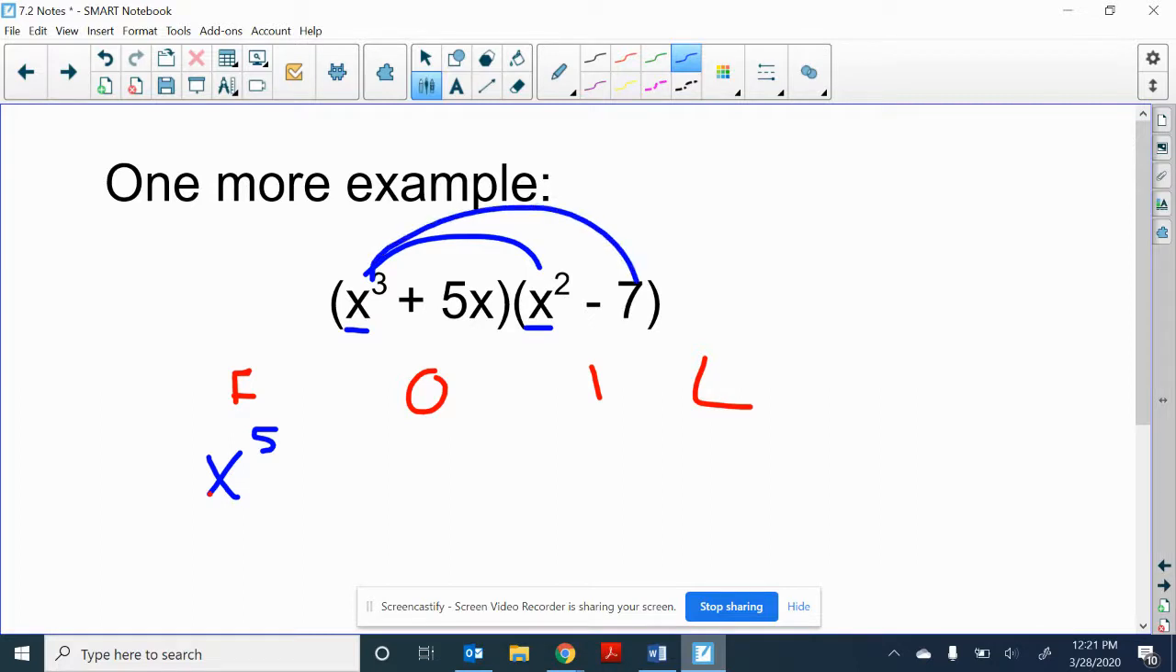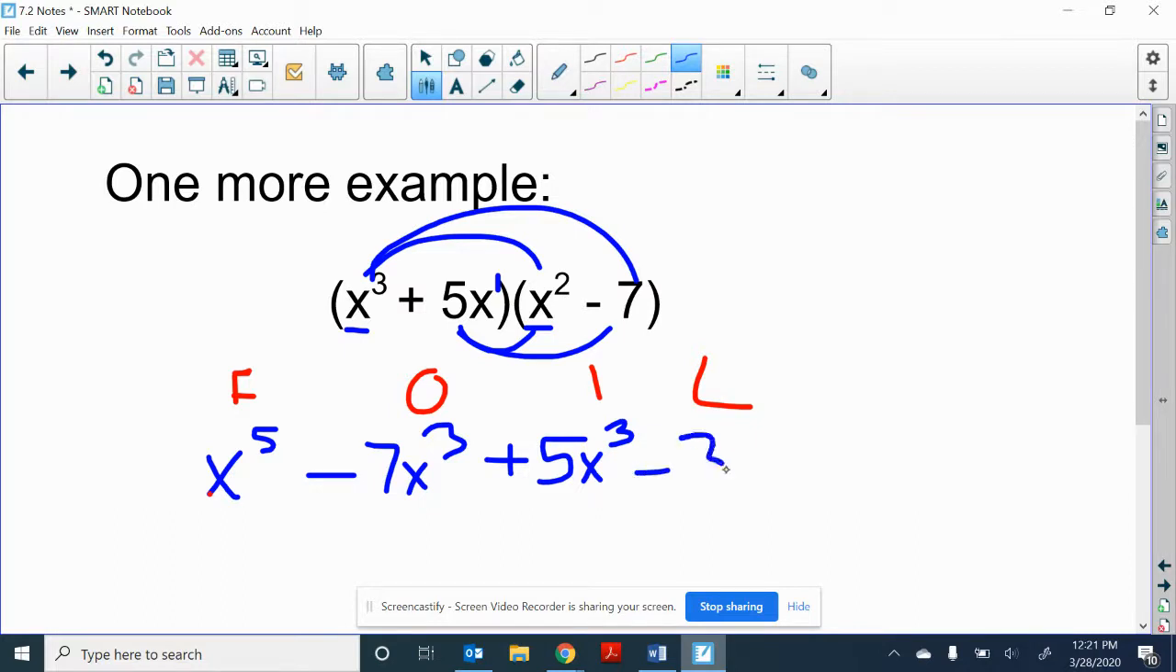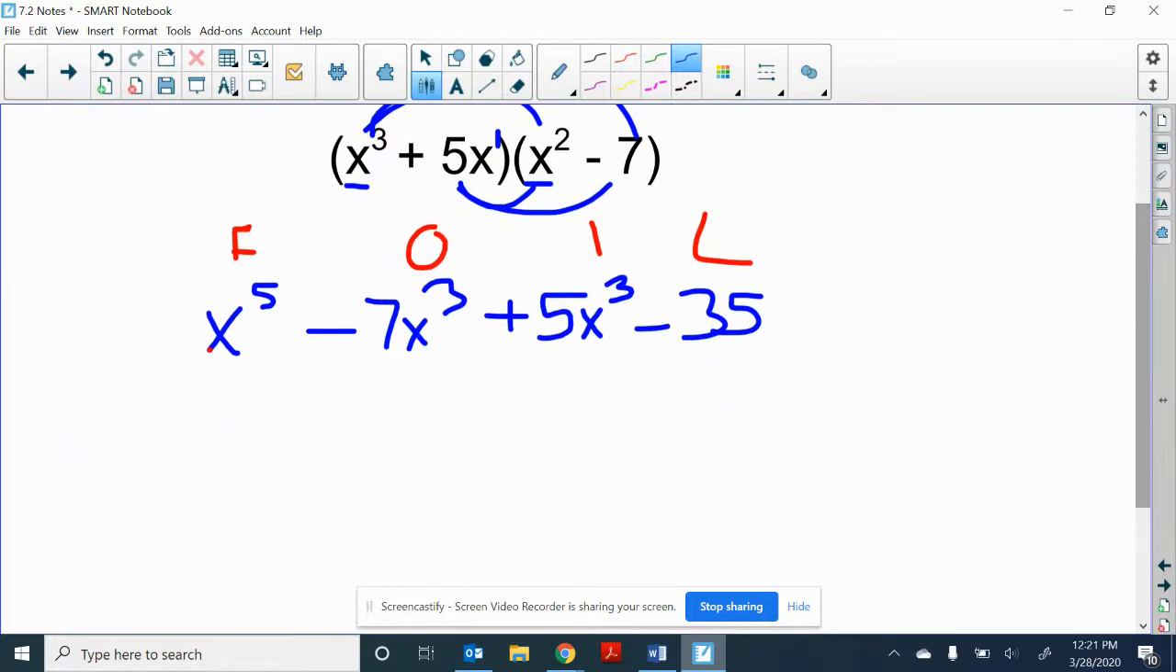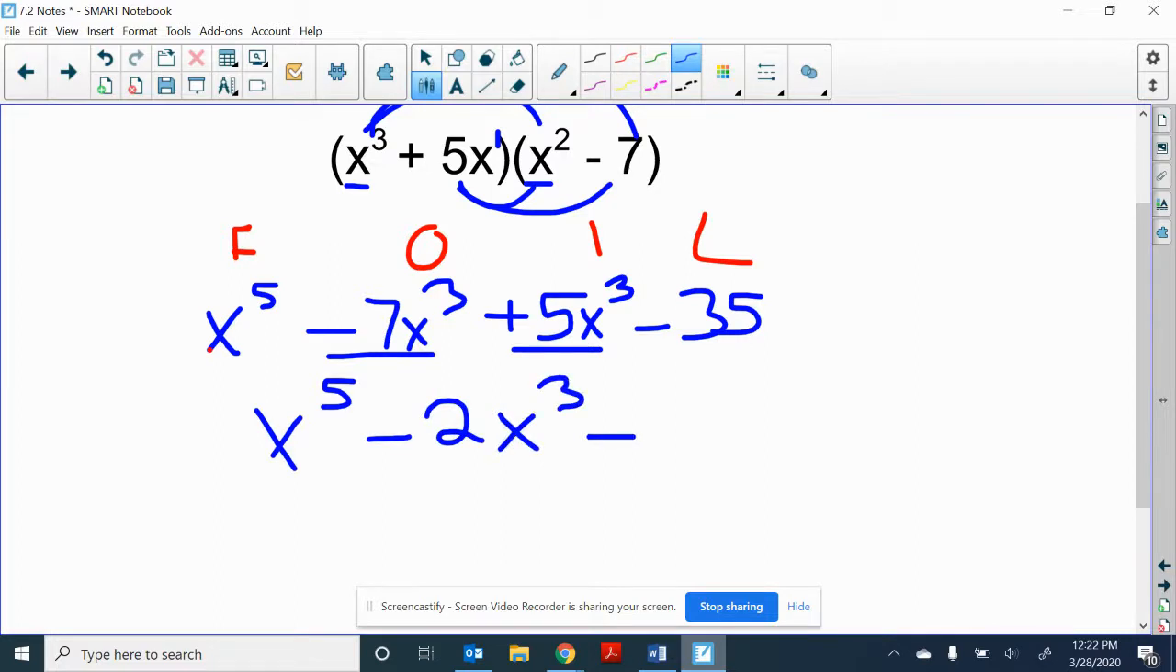My outer, x cubed times minus 7 is minus 7x cubed. My inner, 5x times x squared, is not 5x squared. Don't forget, there's an exponent of 1 there, so it's 5x cubed. And my last, negative 7 times 5x is minus 35x. Now when I combine, there's nothing to combine with the x to the 5th, so x to the 5th. Minus 7x cubed plus 5x cubed is minus 2x cubed. Minus 35, I forgot the x, minus 35x.